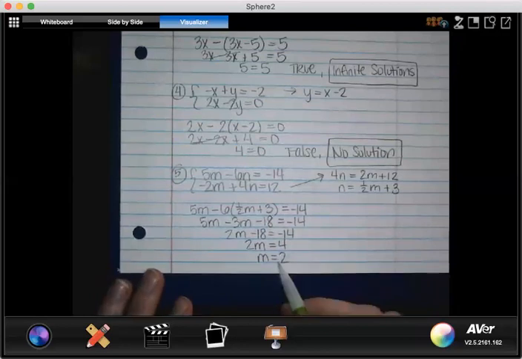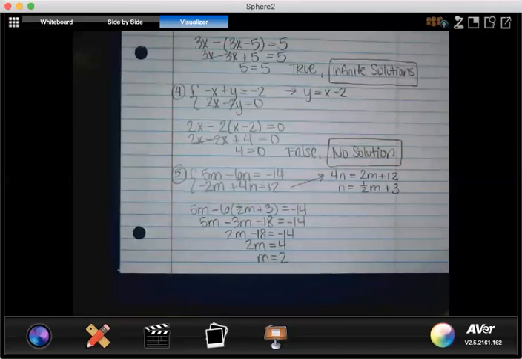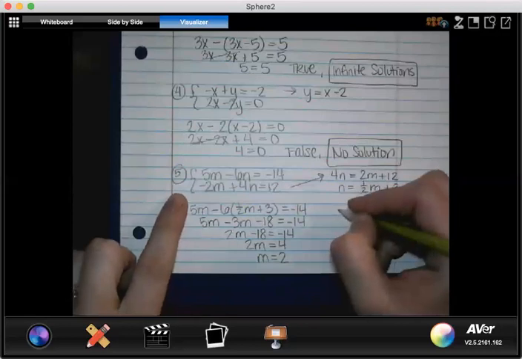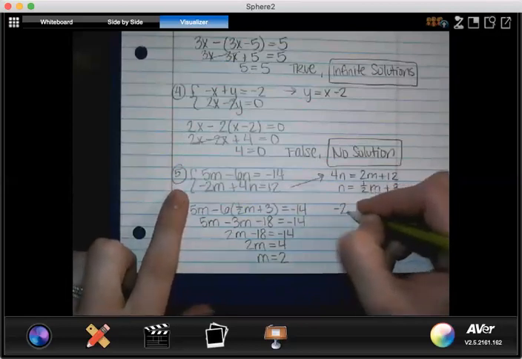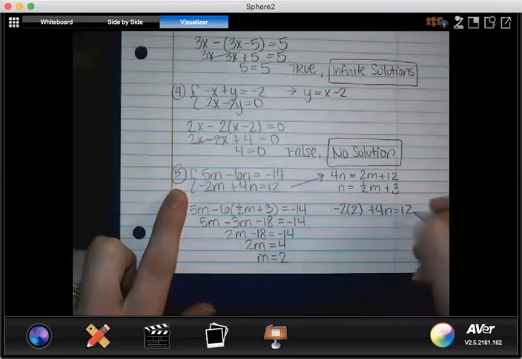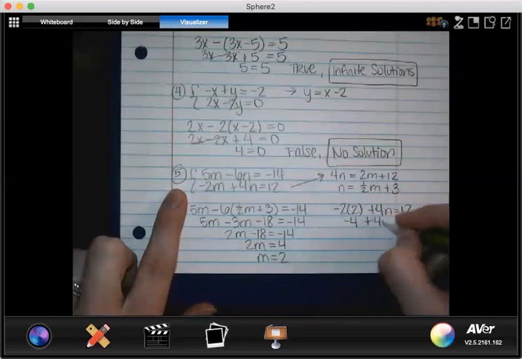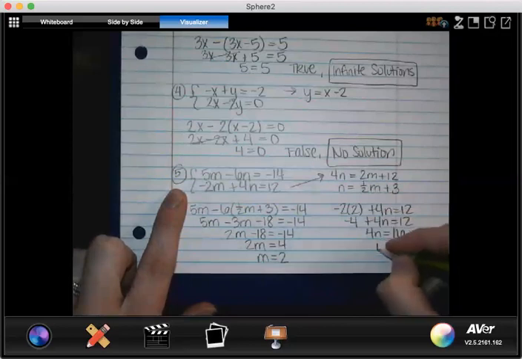Okay, now we're going to take m equals 2 back into our equation to solve. Now, does it matter which one you do? No, you're going to get the same answer regardless which one you pick. I'm going to go ahead and pick the second one. So -2 times 2 plus 4n equals 12, which is -4. Add that 4 over, divide by 4, and we get n equals 4.